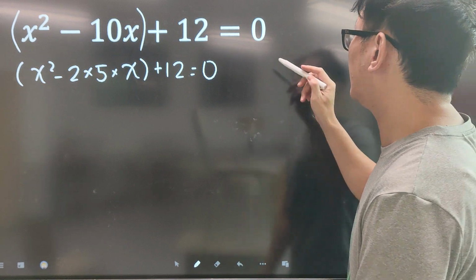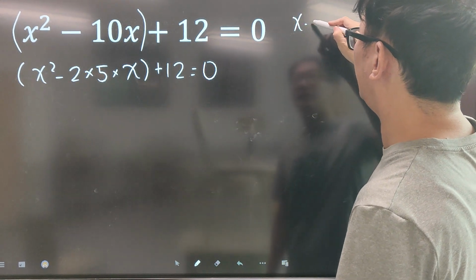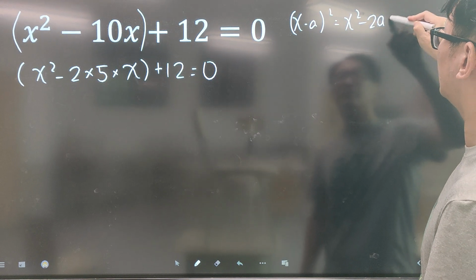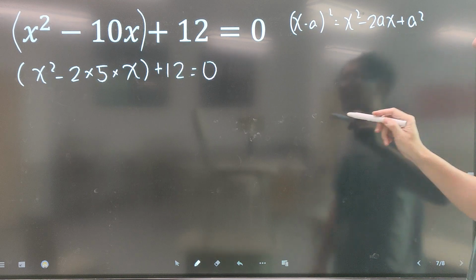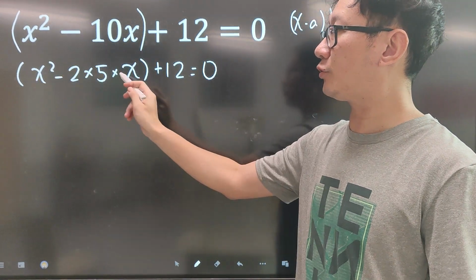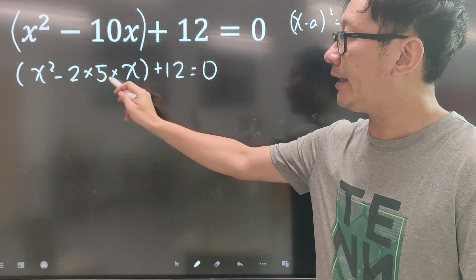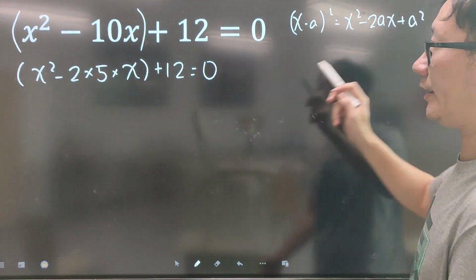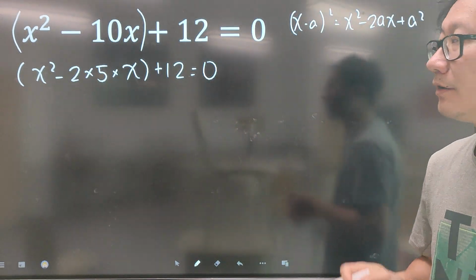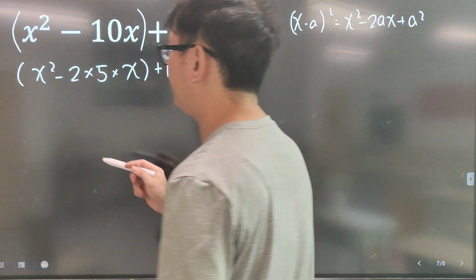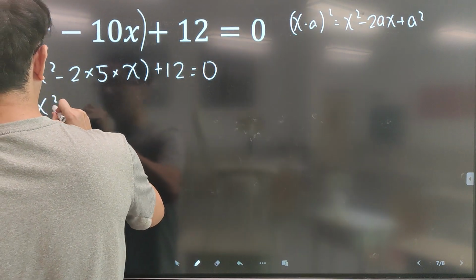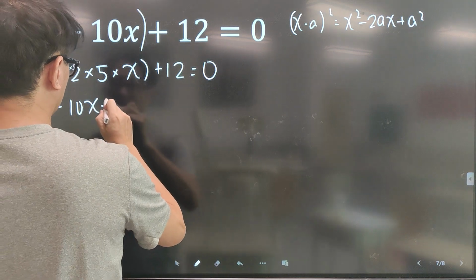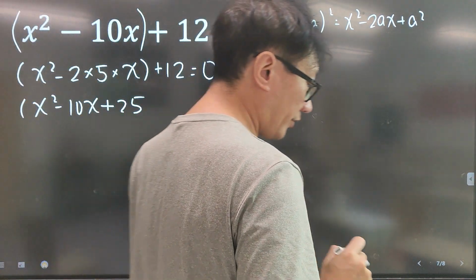And recall that our perfect square formula is this. If we compare that with the first two terms here, it means my a is 5, and I'm going to add 5 squared at the end to complete the square. 5 squared is 25. Okay, so I'm going to rewrite this back to 10x. Alright, I'm going to add 25.